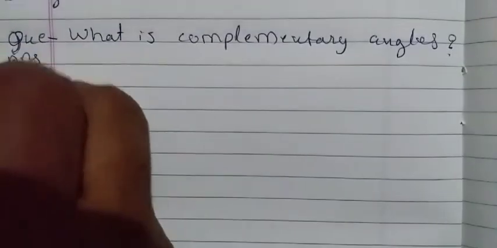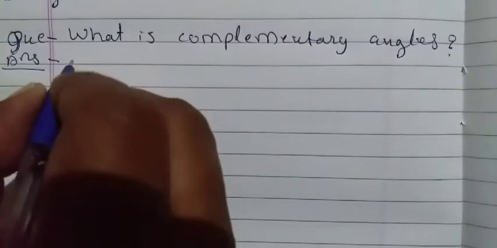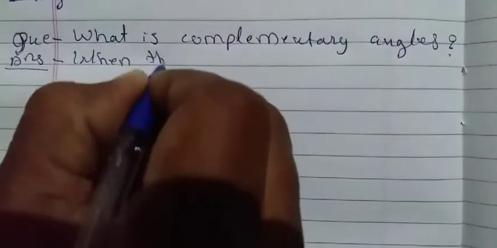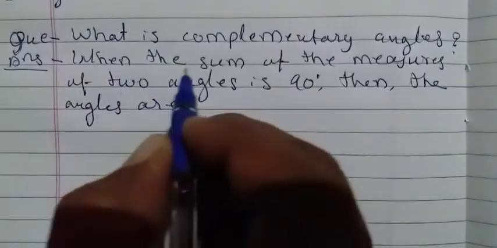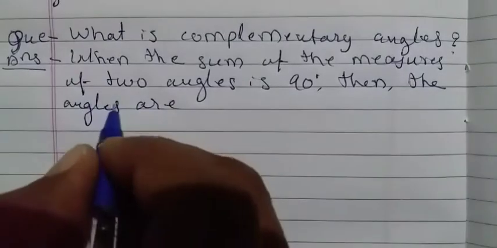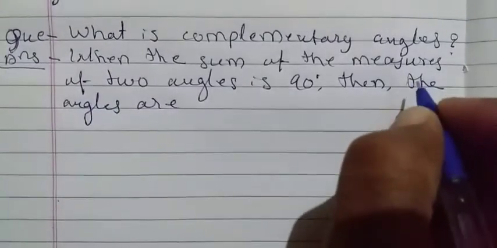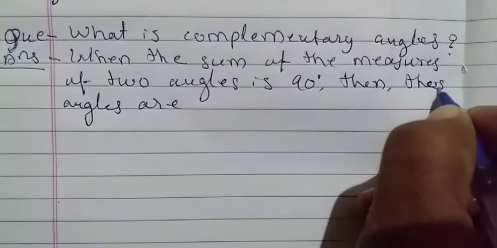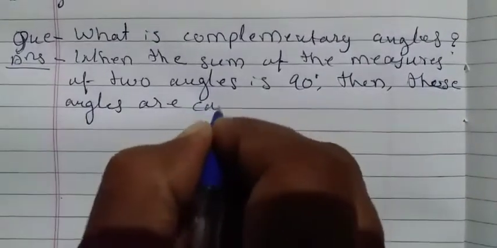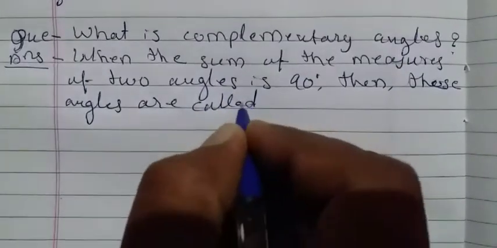What is complementary angle? Answer: when the sum of the measures of two angles is 90 degree, then those angles are called complementary angles.